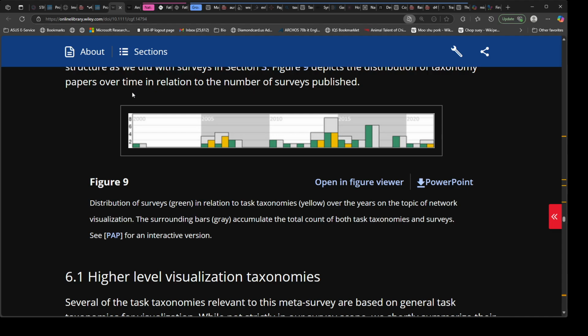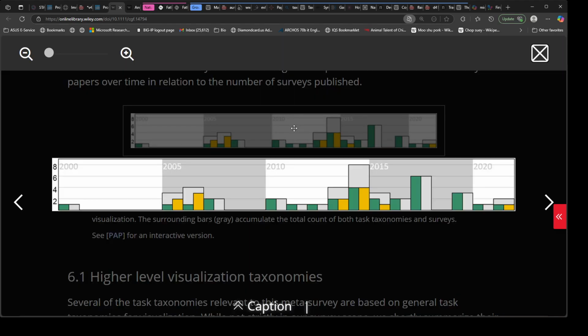Figure 9. Distribution of surveys, green, in relation to task taxonomies, yellow, over the years on the topic of network visualization. The surrounding bars, gray, accumulate the total count of both task taxonomies and surveys. See PAP for an interactive version.